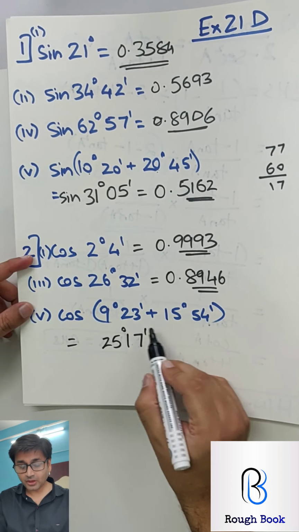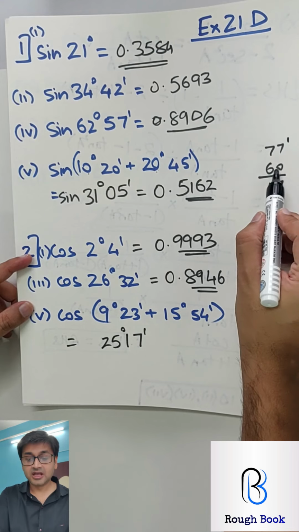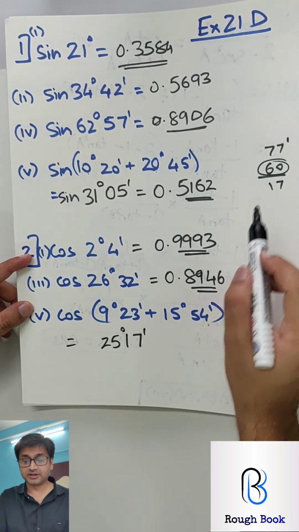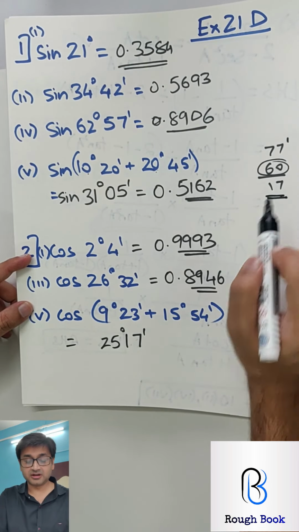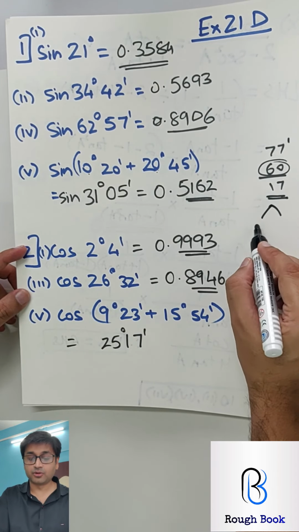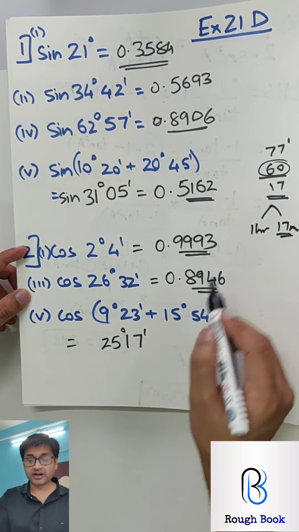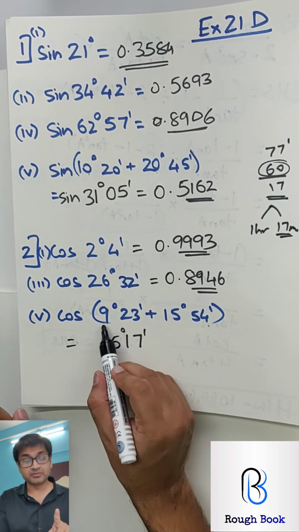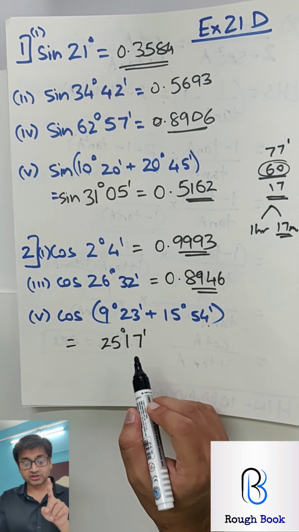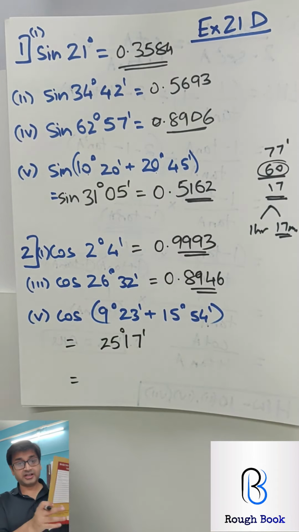Once again, 4 plus 3, 7, 5 plus 2, 7. So 77 minutes. We have to only work up to 60 minutes. So 17 minutes extra you write here and this becomes 1 hour. So 77 is technically broken into 1 hour and 17 minutes. So 17 minutes you write here, 1 hour you add to this. So 15 plus 9, 24 plus 1, 25. Now look out for 25 degrees, 17 minutes.